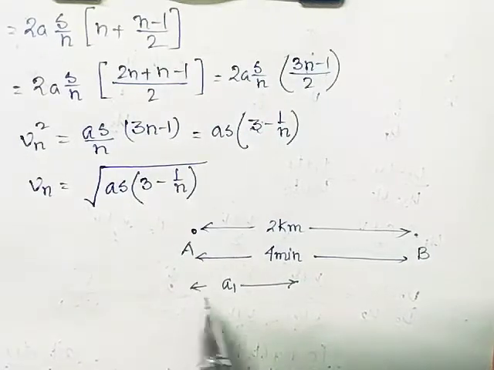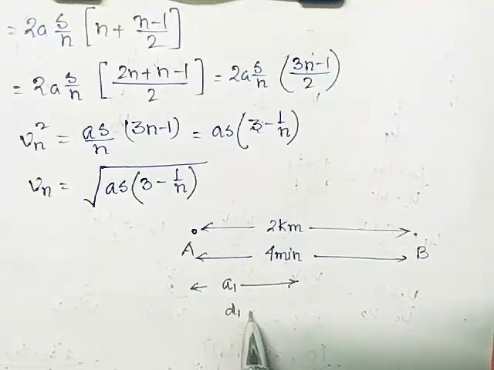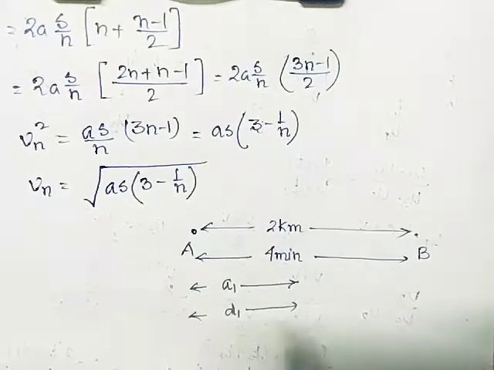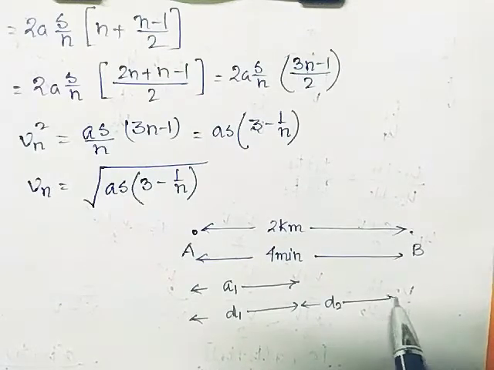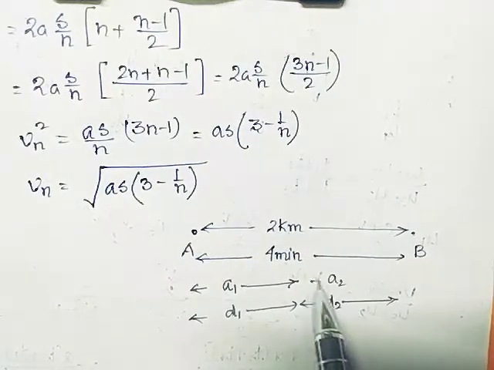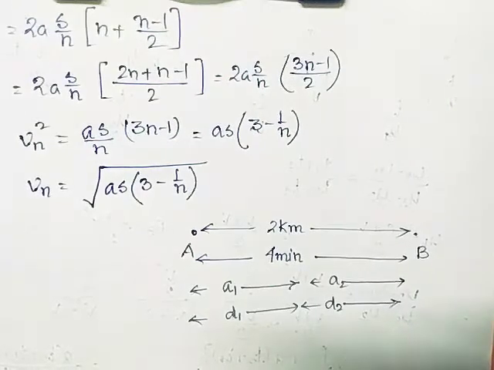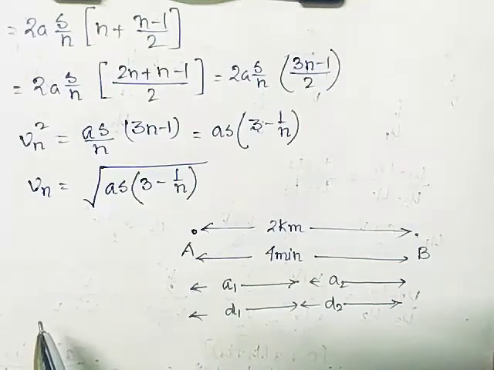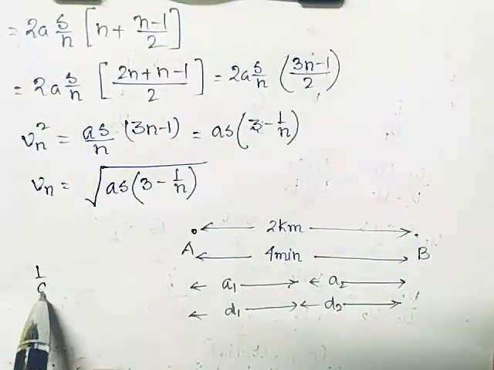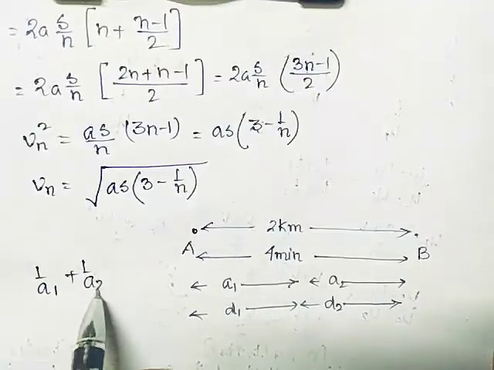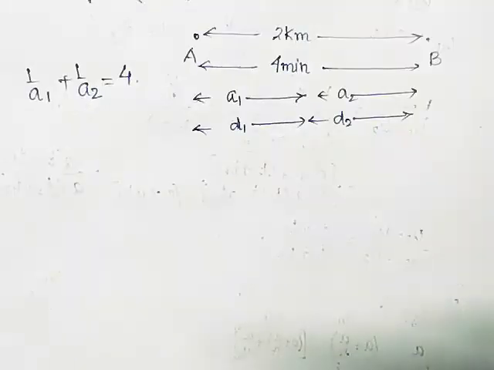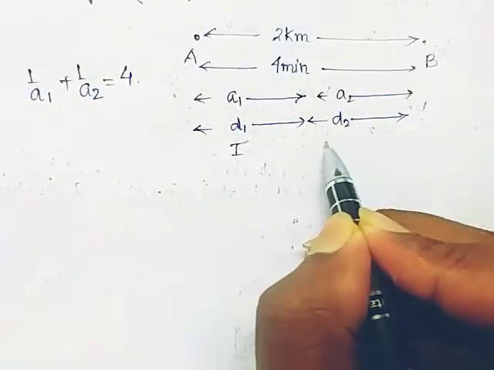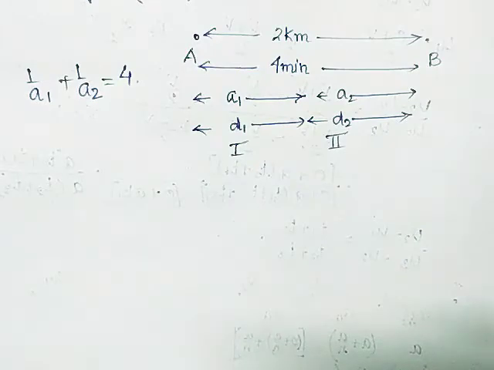For the first distance, I don't know what the distance is, I can say this is d1, and the rest of the part it is moving with a retardation a2. I don't know what the value of d1 and d2 is. What I have to prove is that 1 by a1 plus 1 by a2 equals 4. So I can identify this as the first event and the second event.